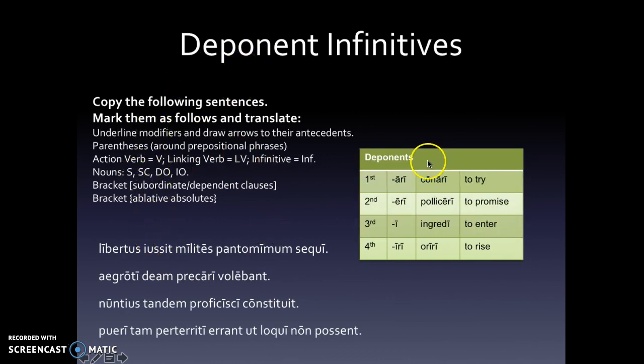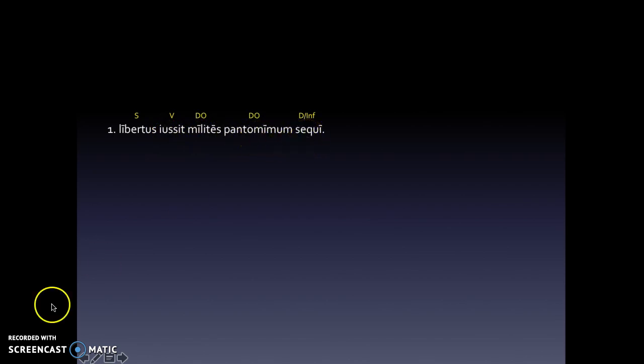Okay, our deponent infinitives, they look passive, but we translate them actively. So go ahead and copy down these four sentences, mark them accordingly, and then write out your translations, and then we'll compare notes. All right, libertus iussit milites pantomimum sequi. We've got a verb, a direct object, another direct object, and a deponent infinitive. So the freedman ordered the soldiers to follow the pantomime.